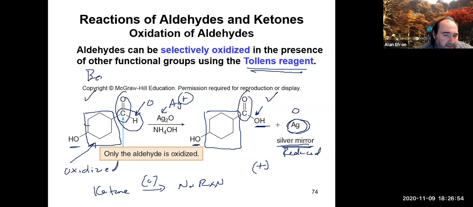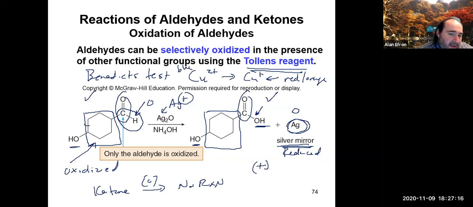Another test that is run is what is known as Benedict's test. Benedict's test works kind of the same way. It uses copper two ions that get reduced to copper one. Copper one is kind of a red orange color. Copper two is a blue color. The same thing happens if you run the aldehyde and oxidize it in the presence of Benedict's reagent. The test tube will turn this reddish orange. And if it does, that means that the aldehyde was oxidized to a carboxylic acid. If you run it on a ketone, you'll get no reaction and it will probably stay blue. It won't turn this orange or red color. And that would tell you that you started with a ketone.